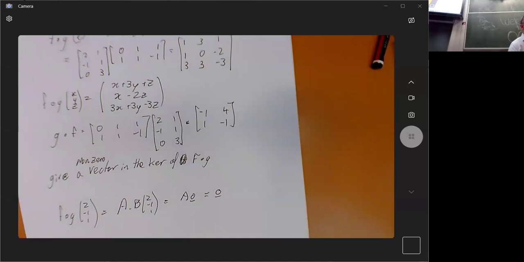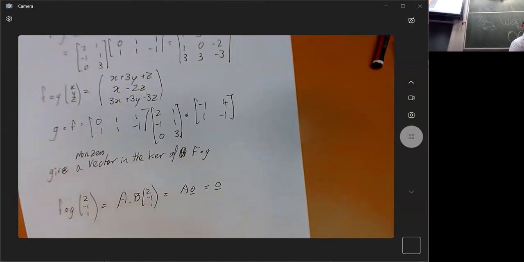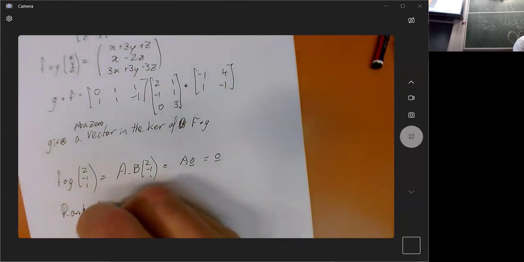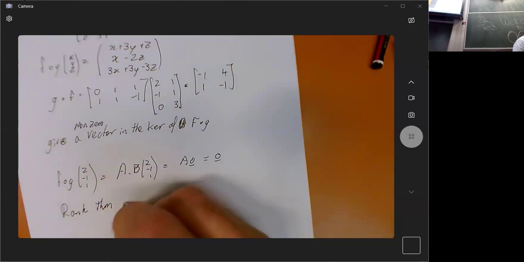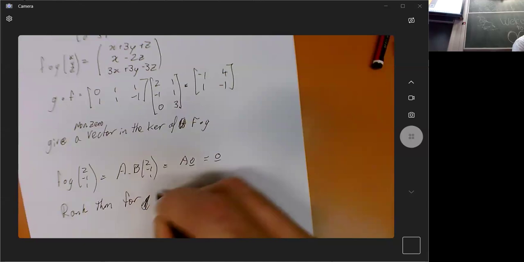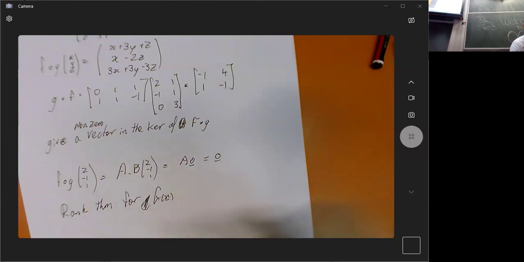So back here, if we look at the rank theorem, we should say G of X. Number of columns, N, number of columns, going to be 3.